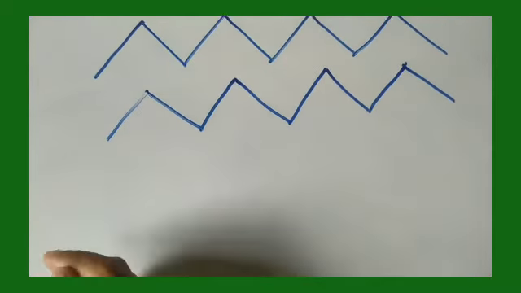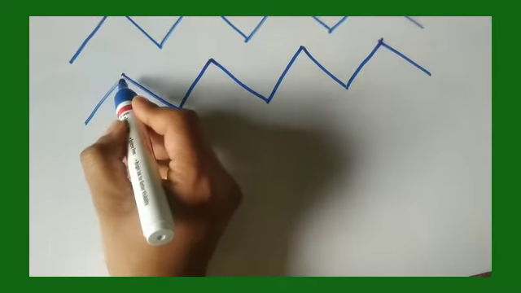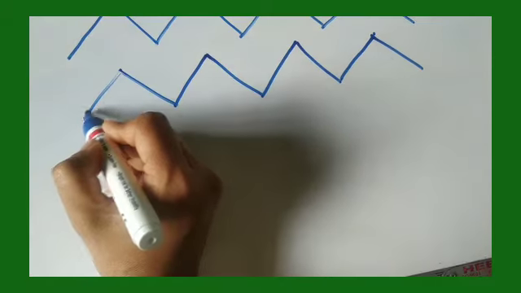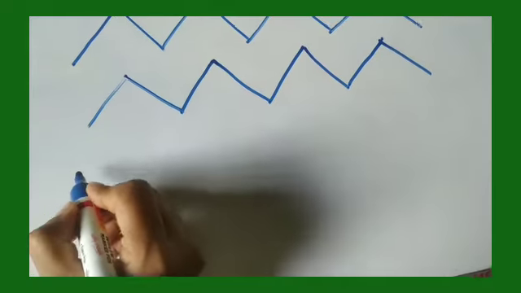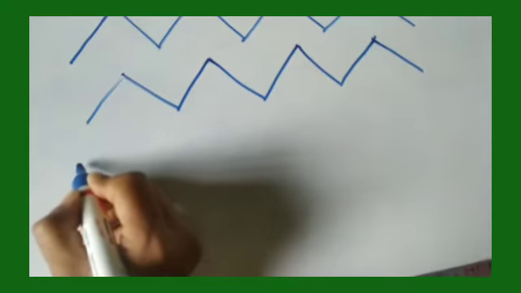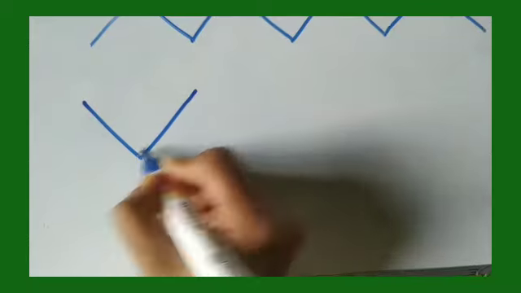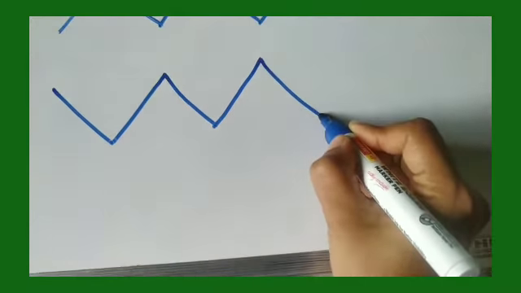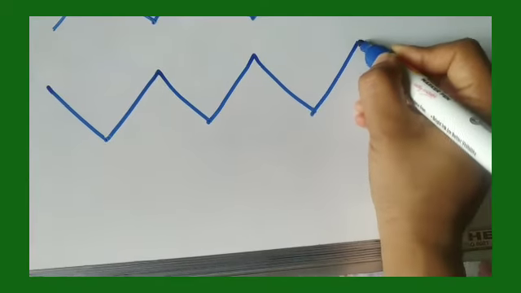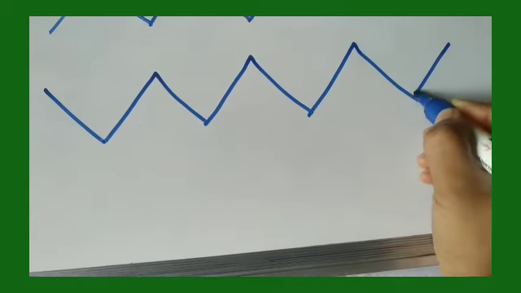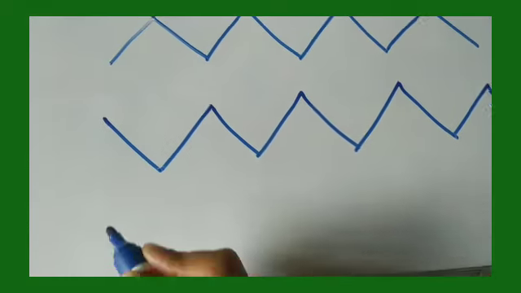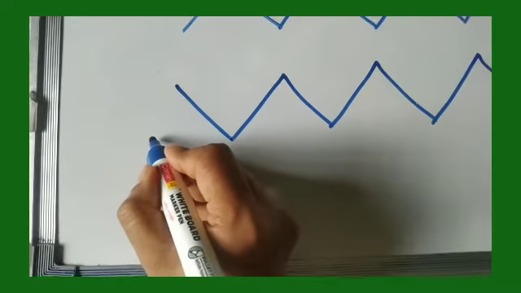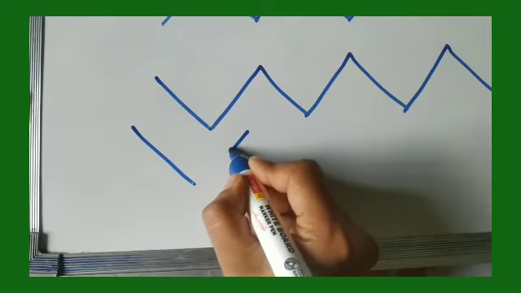Okay, there's another line. Here you did your right slanting line, so you started with your right slanting line. Then the next pattern is, you begin from the left slanting line, then right slanting line, left slanting line, right slanting line, left slanting line, right slanting line. Right? Let's practice once more. Left slanting line, right slanting line.